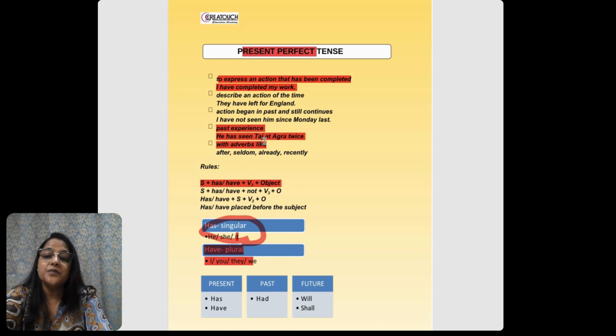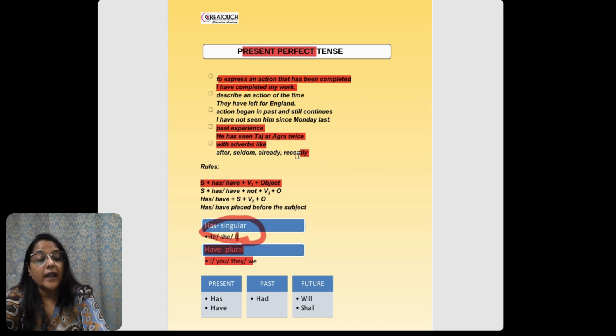Generally, all the adverbs are recognized by this. I think you must be knowing what an adverb is, right? Which expresses an action, like an adverb as well as an adjective. So whenever there is a word like after, seldom, already, all these words will always be referring to the present perfect tense. So present perfect tense is subject plus has/have plus third form of the verb plus object.